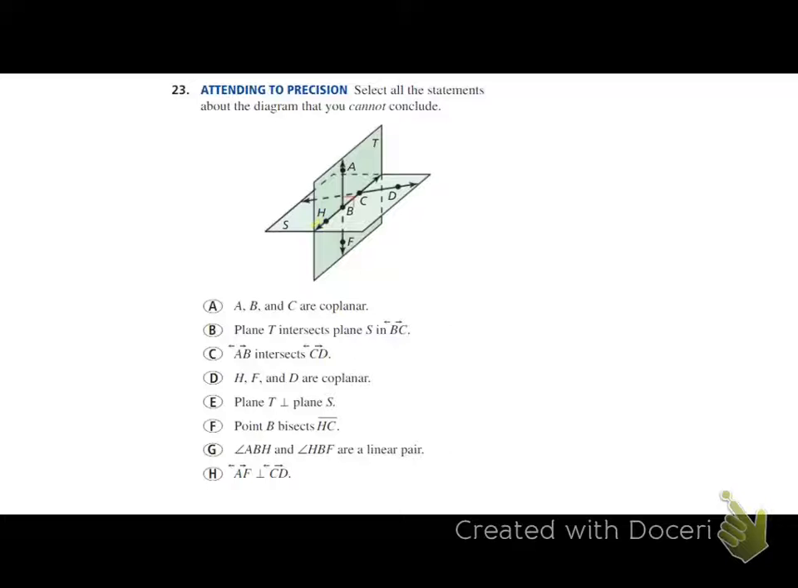I want you to notice this line is on both planes. It's like the crease. So it's on both. So B and C are on the same plane, and they're on both planes. So that means they are on the same plane as A. A, B, and C are all on the same plane. Sorry, you can show me your answers, but I'm pretty sure only he got it.